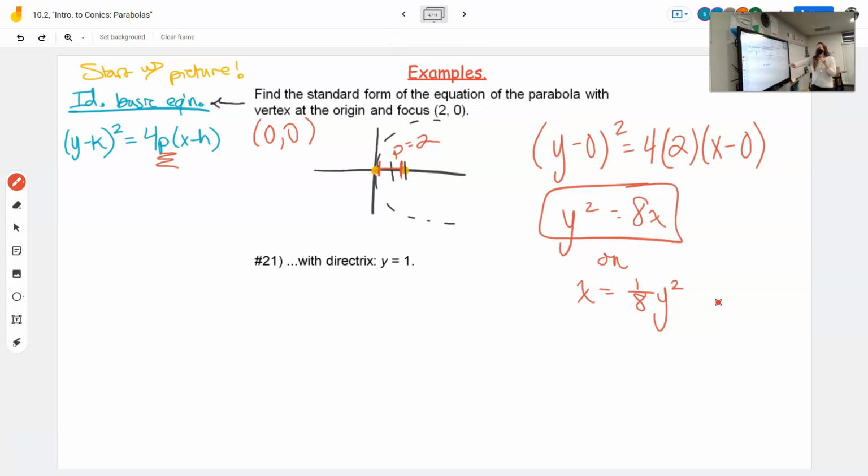I'm going to give you a quick heads up, because some people might get confused. It's changing one little thing. The vertex is still at the origin, but this time the focus is not at 2, 0. There's a directrix at y equals 1. What does that change? Ready, set? Can you find the standard form? I'll give it to you before class time is out. Go.